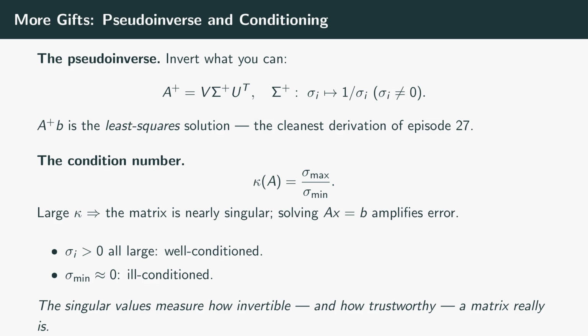The result, written A+, is the pseudo-inverse, and multiplying B by it gives exactly the least squares solution we worked so hard for back in episode 27. Here, it falls out in one line.